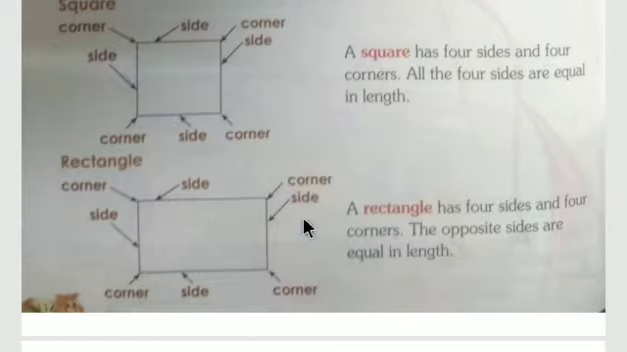And what is common in square and rectangle? That is, a square has 4 sides and a rectangle also has 4 sides and 4 corners. But the only difference is the length of the sides. Okay.